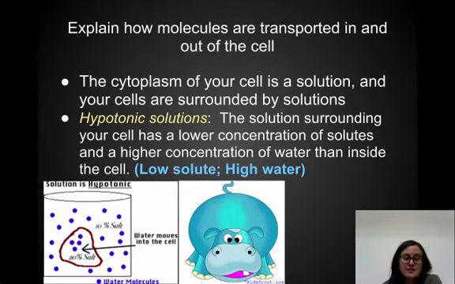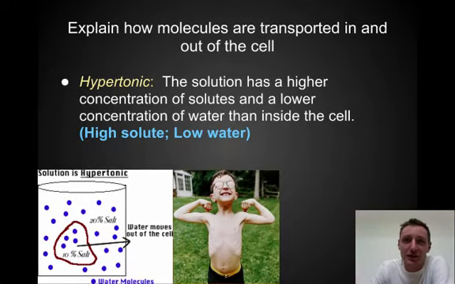The cell will expand and get a little bit bigger, and so one way to remember this is it'll get big like a hippo, and so that can help you remember hypotonic solution. Hippo. There's also another solution called a hypertonic solution.